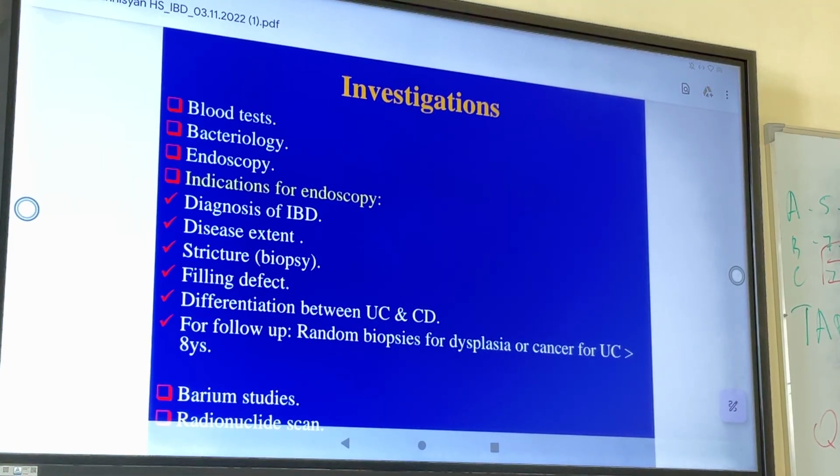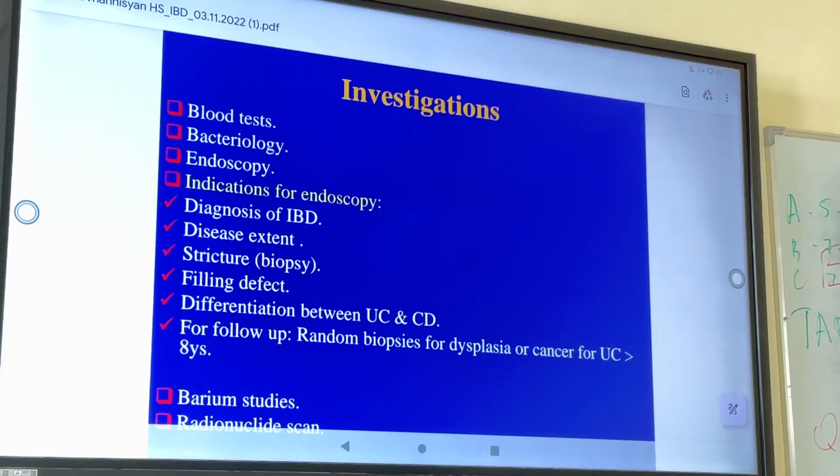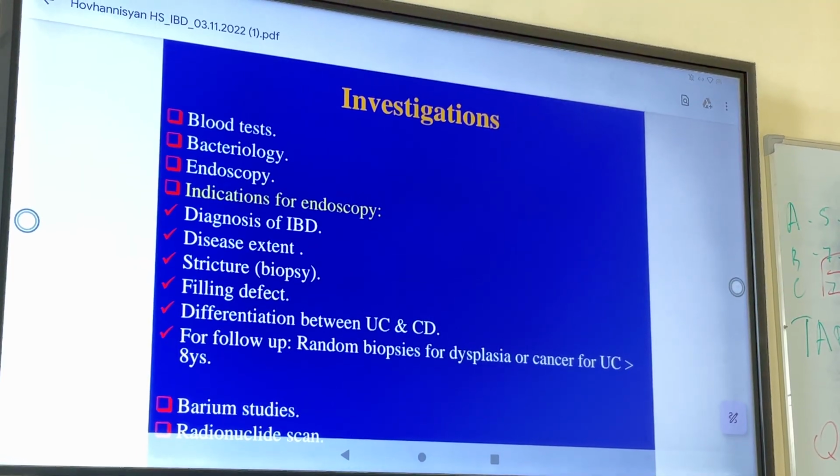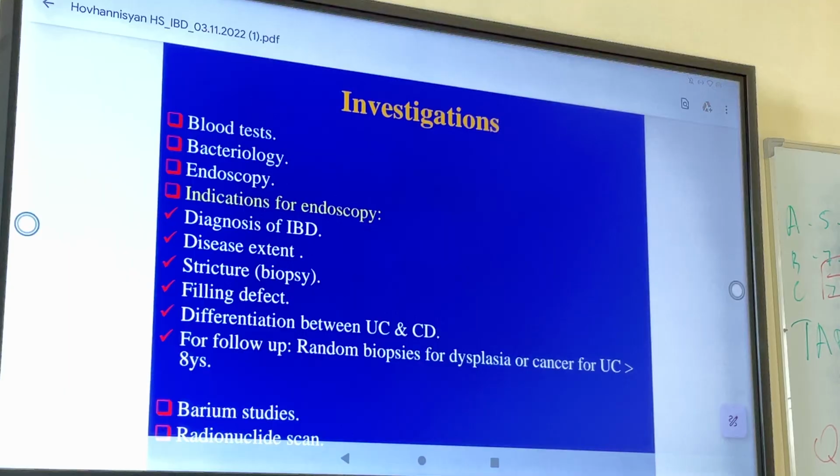Why do we perform endoscopy? First of all, for diagnosis. Second, to understand which part is affected, especially for ulcerative colitis. Why? Especially because upper GI endoscopy only reaches up to the duodenum. Other parts we are skipping.